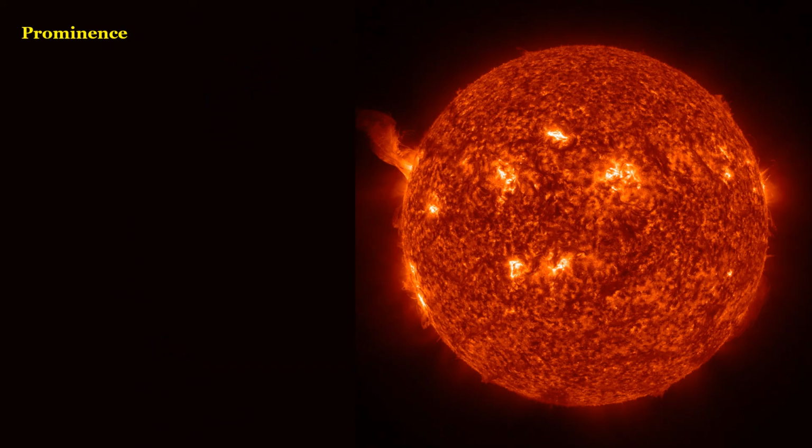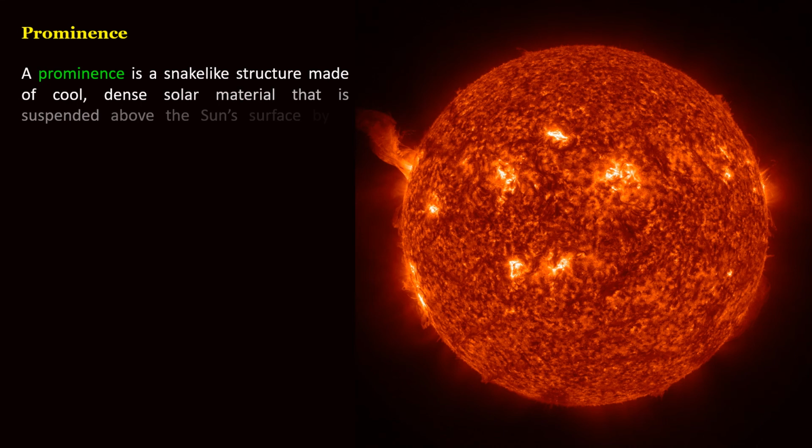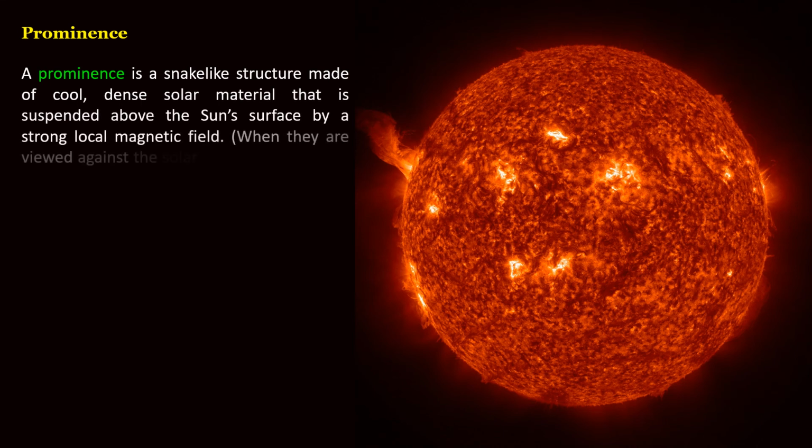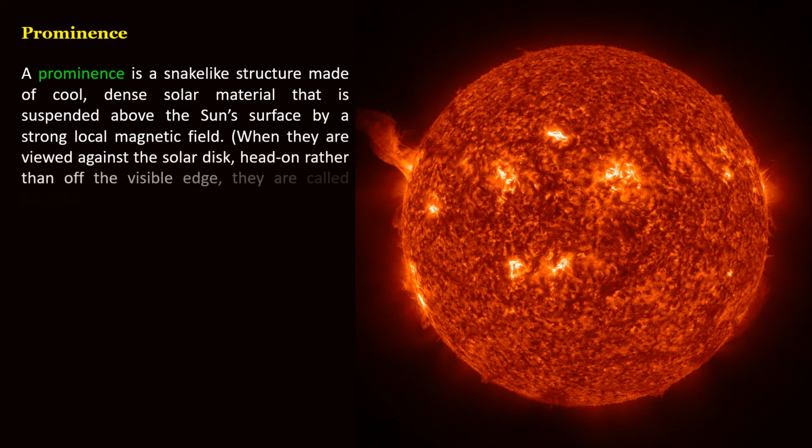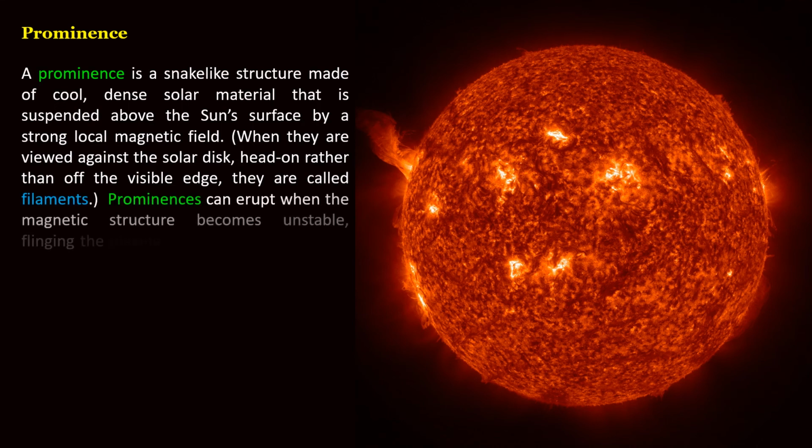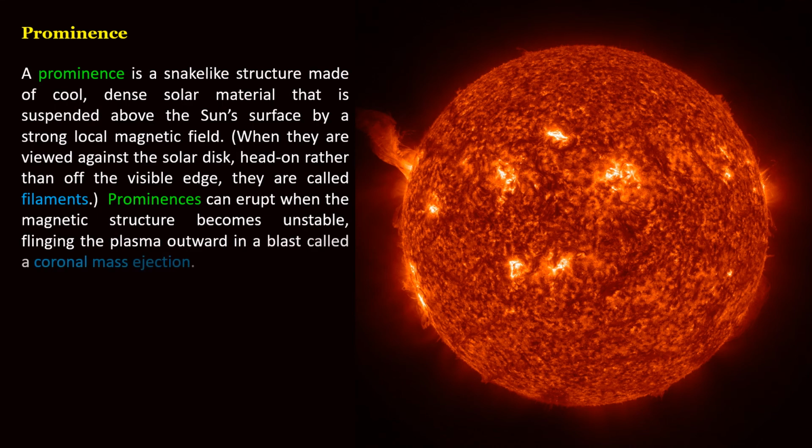Prominence. A prominence is a snake-like structure made of cool, dense solar material that is suspended above the Sun's surface by a strong local magnetic field. When they are viewed against the solar disk, head-on rather than off the visible edge, they are called filaments. Prominences can erupt and the magnetic structure becomes unstable, flinging the plasma outward in a blast called a coronal mass ejection.